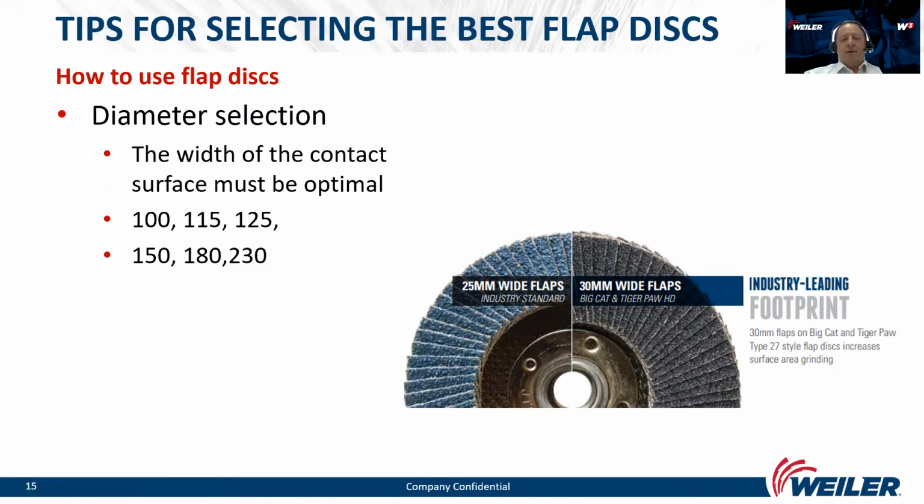Here we have to be careful that the contact width must be slightly larger than the required grinding width is, as I said. In this case, you can grind only in one line with the longest possible movements. Here we have considered also that wider flaps on a flap disc increase the surface grinding area.